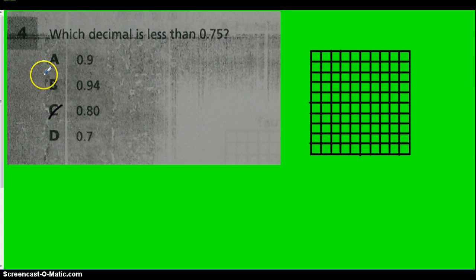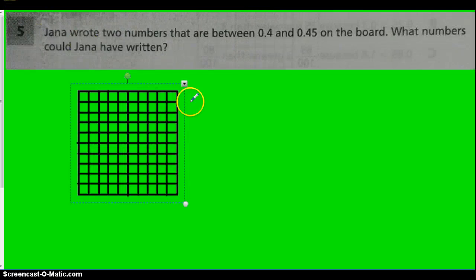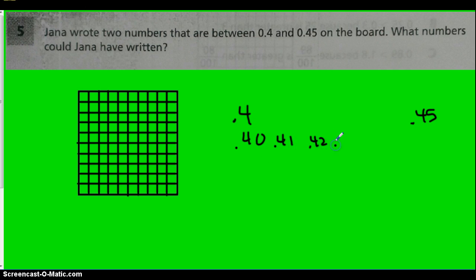Which decimal is less than 75 hundredths? Well, certainly 80 hundredths isn't. Certainly 94 hundredths isn't. Certainly 9 tenths or 90 hundredths. So the only one that is less is 7 tenths because this is equal to, should be automatic now, 70 hundredths. Two numbers, as long as they're between 4 tenths and 45 hundredths, that would be, because 4 tenths is 40 hundredths, so we've got 41 hundredths, 42 hundredths, and so forth, 43 hundredths, and keep going.